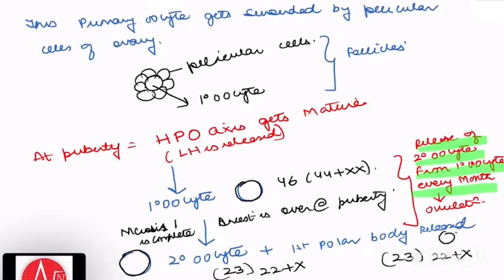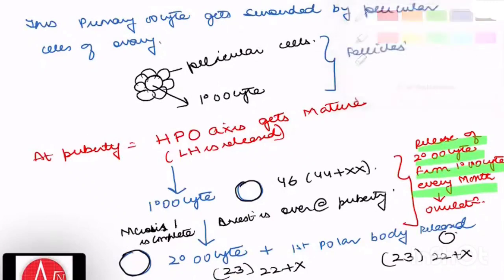Clear to all of you? Yes. So have you understood? Meiosis 1 का arrest तो every month over होता है. Every month ovulation happens. Every month a secondary oocyte is released from primary oocyte, and that process is called ovulation. But meiosis 2 ka arrest will happen only if the female is about to get pregnant, right?